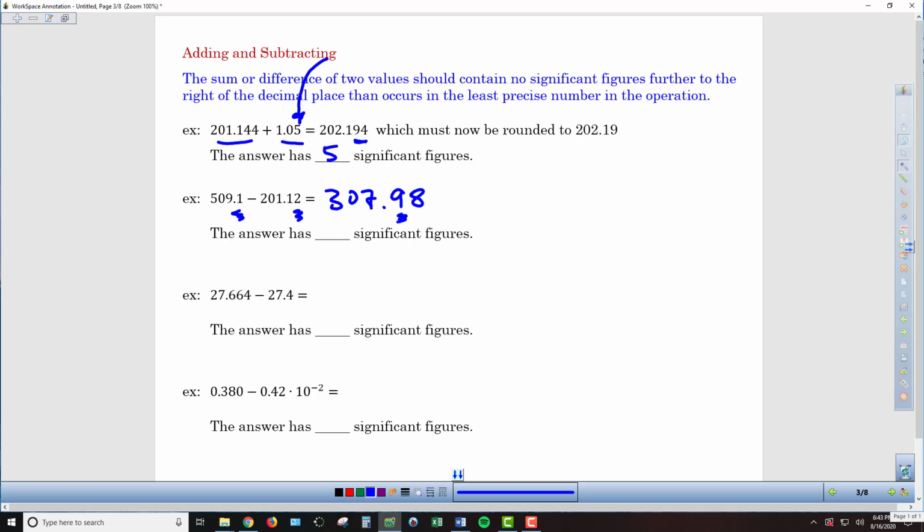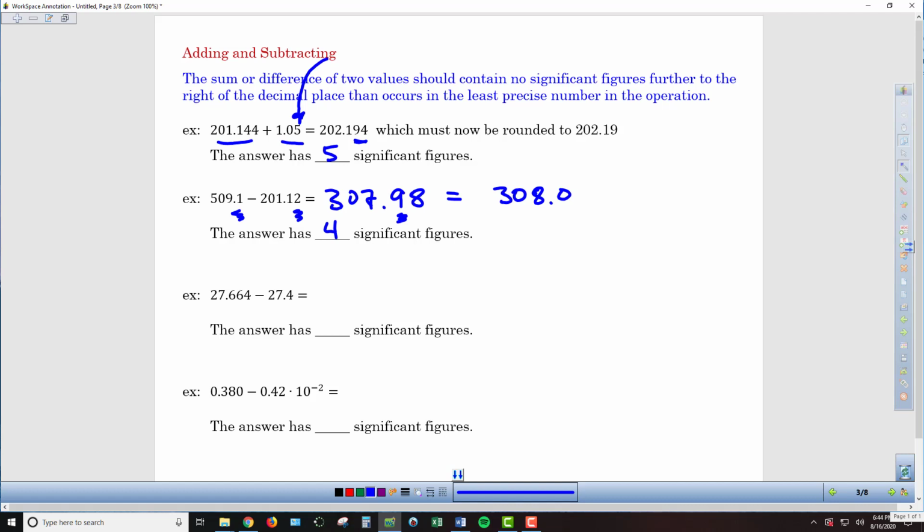In this case, we have that 8 that is trailing it that's going to round us up, so we're going to end up with an answer of 308.0. We don't want to forget the 0.0 in this case because we are accurate to that nearest tenth, but we just got rounded up to the next whole number, and so we can see that we end up with 4 significant figures in this one.